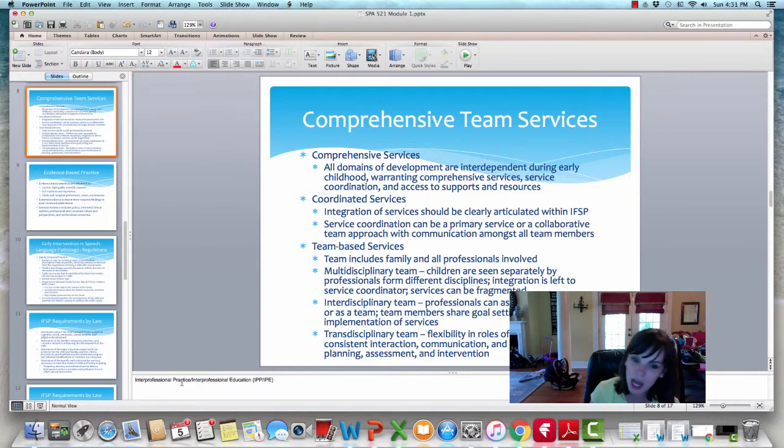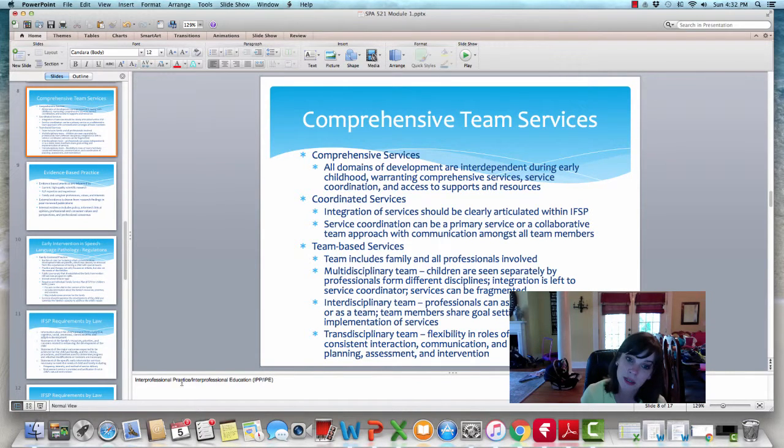But we know this can be challenging with actual service provision, when you operate in environments that aren't conducive to transdisciplinary teams or interprofessional practice. I think the best settings for this type of team approach are those where I have all of those disciplines within one setting.